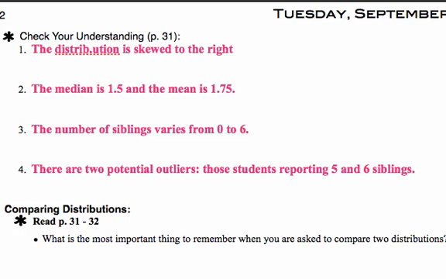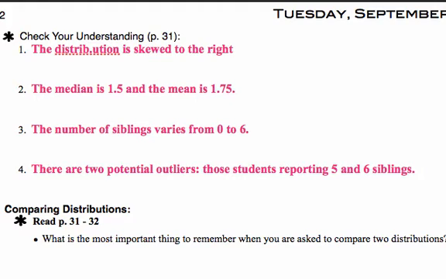Now would be a good time to stop and check your understanding on page 31. Okay, so let's check this. Describe the shape of the distribution. Okay, it's skewed to the right. Describe the center of the distribution. The median is 1.5 and the mean is 1.75.